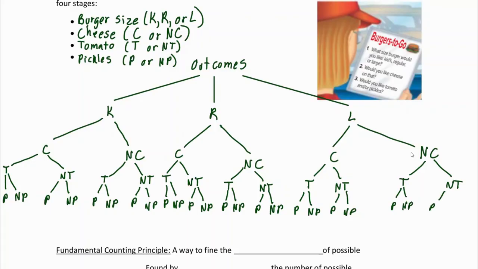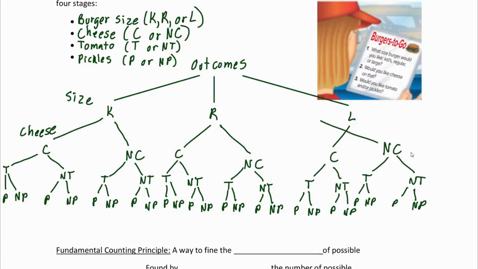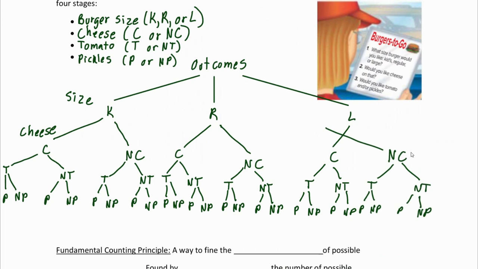Okay, so we should see all of our stages here, or events. Our first one is that size, right? And then we determine the cheese. And I'm going to move this so I can scoot you in a little bit. And then we have the tomato stage and the pickle stage. So then the last thing we need to do is write our actual sample space.